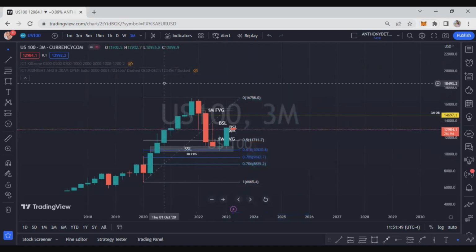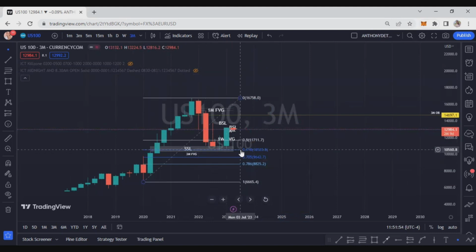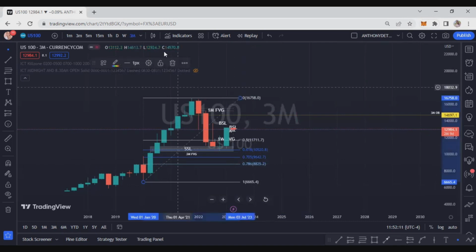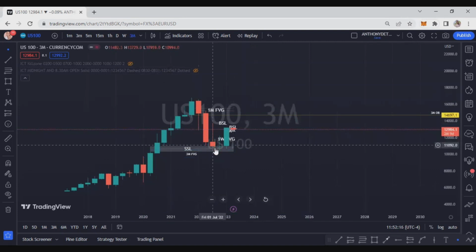So price traded into this equilibrium and went into the 62% retracement level. This is a good place to buy. This first blue line here is a good place to buy. If you're an ICT trader, you would know this. This is also known as the return to OTE level, and from here to here is a good entry point. That is not the main point of this retracement now. So price came into the OTE level, or the 50% equilibrium, and traded into this 3 month FVG.